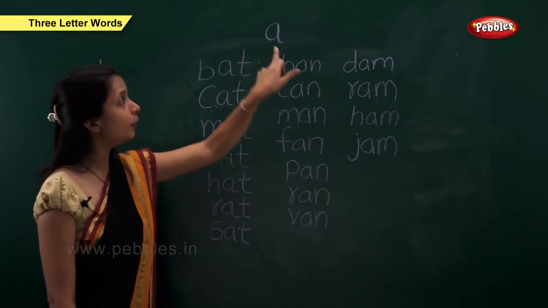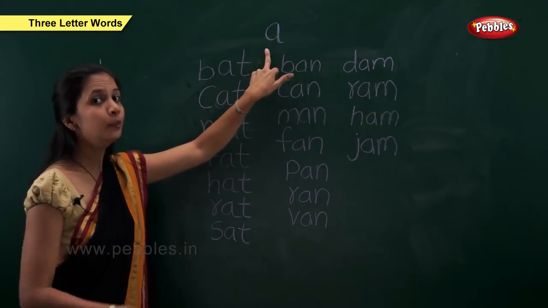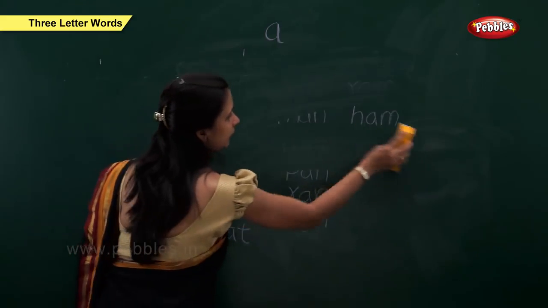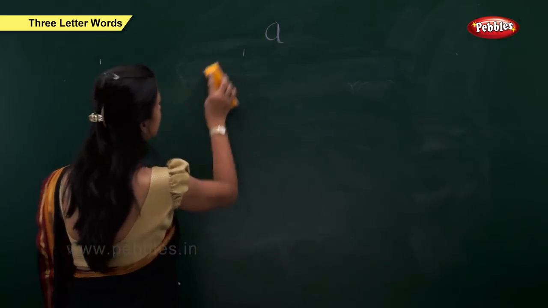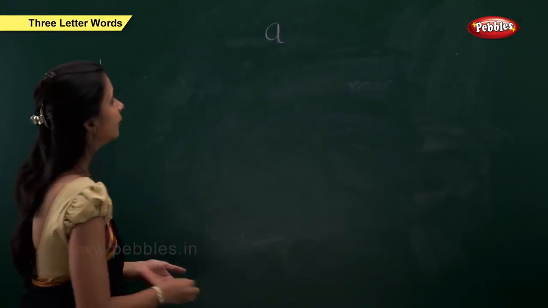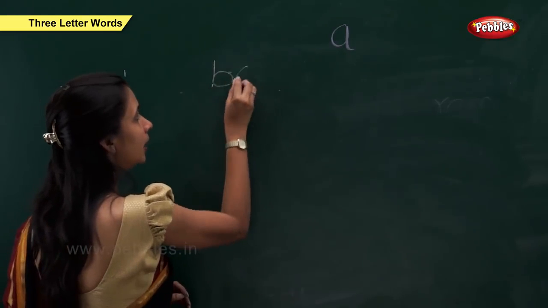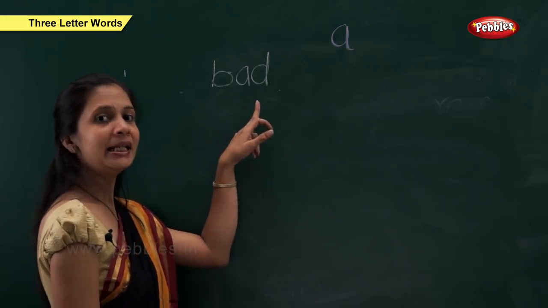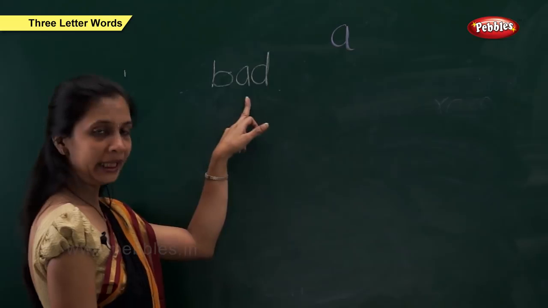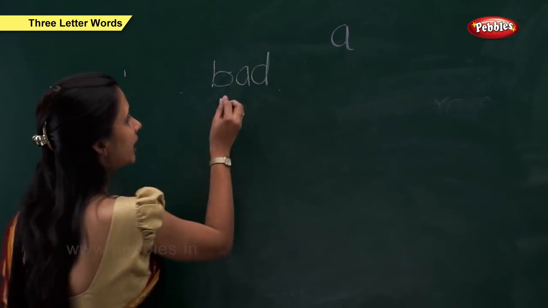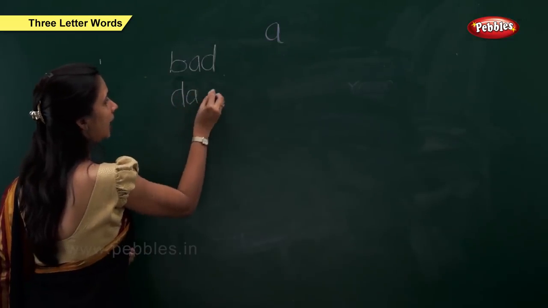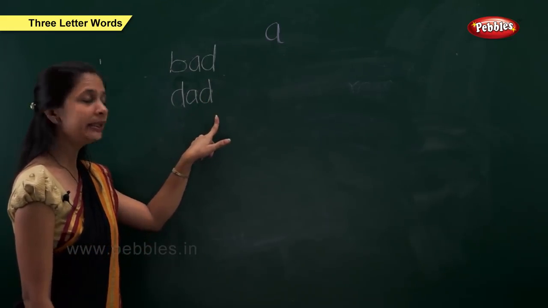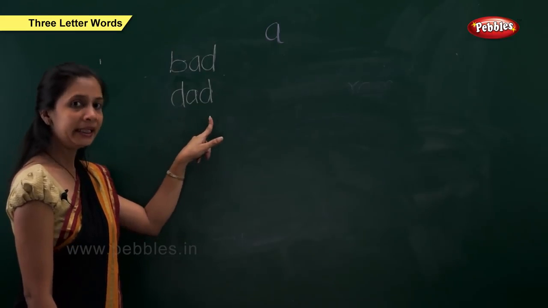Now, with the help of this A vowel, we can learn more words. So, we will start with other three letter words. First is B, A, D, bad. Next is D, A, D, dad.